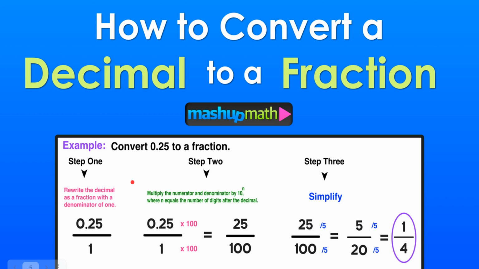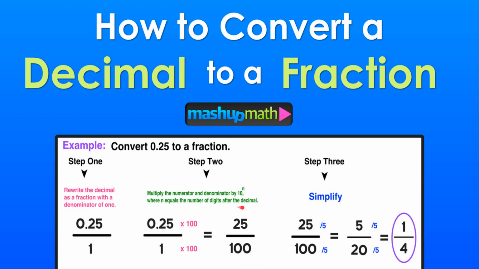So for example, 0.25. 0.25 is equivalent to 0.25 by 1. And suppose we multiply numerator and the denominator by 100, as we know by the rule of the fractions. If you multiply the numerator and the denominator by the same number, the value of fraction does not change. So when we multiply 0.25 by 100, we get 25. When we multiply 1 by 100 in the denominator, we get 100. So 0.25 is nothing but 25 by 100.